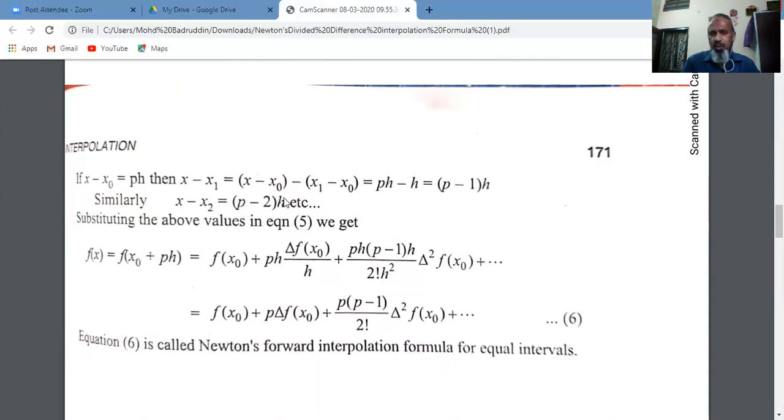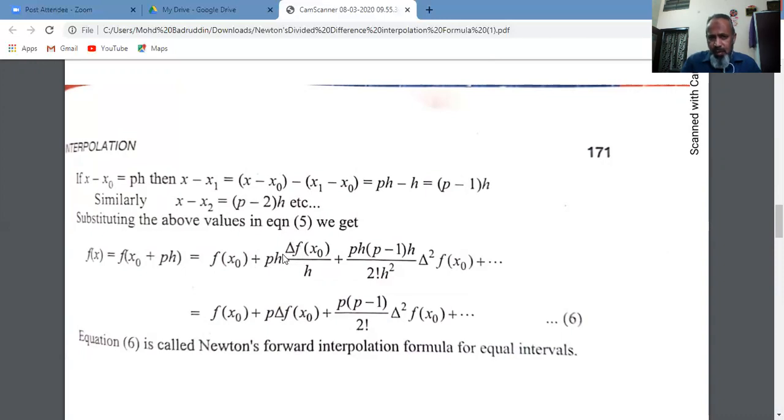In the last class we have seen x minus x2 is (p minus 2) into h, x minus x3 is (p minus 3) into h. So in this equation 5, if we substitute x minus x naught is equal to ph, x minus x1 is equal to (p minus 1)h, x minus x2 is equal to (p minus 2)h, and so on, then equation 5 will become f of x is equal to f of x naught plus ph. What is x? X minus x naught is ph, so x is equal to x naught plus ph. So we can write in place of x, x naught plus ph is equal to f of x naught plus, what is this?